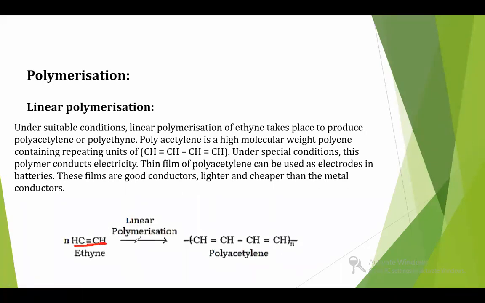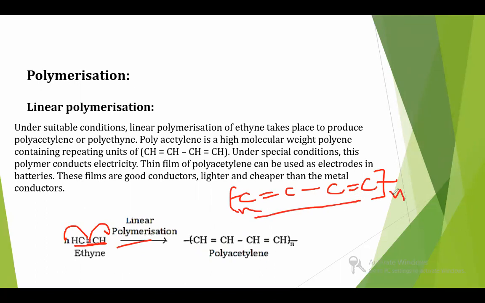In this triple bonded compound, linear polymerization will take place. One bond will be shifted here, one electron. So what will it form? Hydrogen will add to this, one will be shifting here, so it will form a double bond. To that, another will be shifting, forming another double bond. And with N number of units, it will form a long chain compound called polyacetylene. From ethyne, N number of molecules form a long chain compound called polyacetylene.